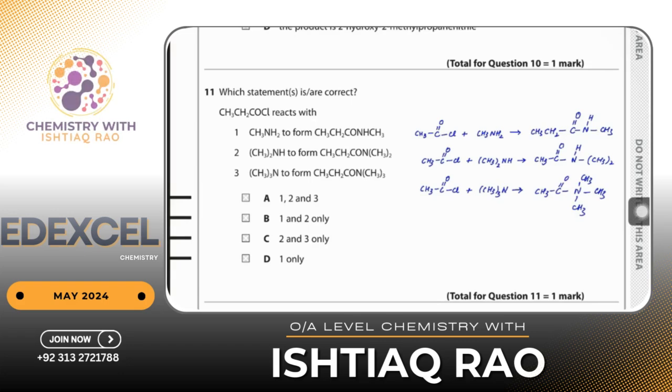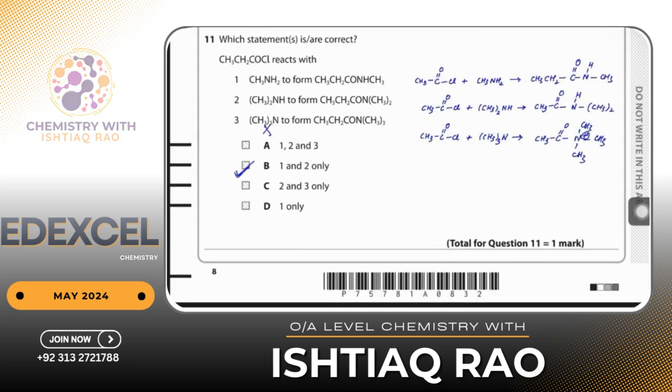No, it's a tertiary, no reaction. It's a tertiary, no reaction because it's going to be positive, right? So 1 and 2 is correct. Good. It's a tertiary, that's why.